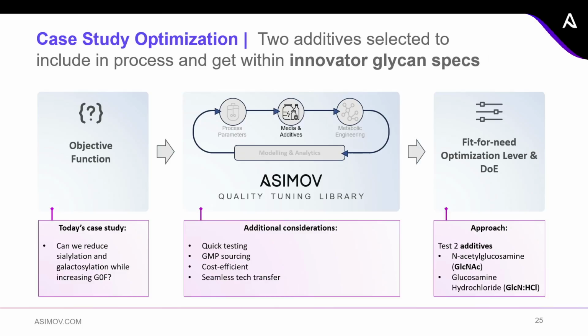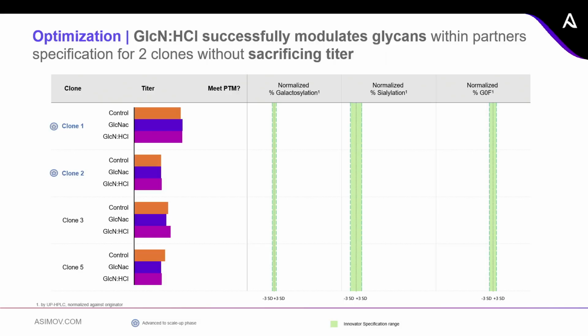So finally, our approach was to test two different additives that we identified through this quality tuning additive library. We found that N-acetylglucosamine, or GlcNAc, and glucosamine hydrochloride, or glucosamine HCl, were two additives that we could explore to modulate the glycan profile. What we're able to show on the left is the relative titer between, in orange, the control, in purple, the GlcNAc, and in pink, the glucosamine HCl. You can see that for the 4 clones that we tested, we had no difference in titer across these clones. So this demonstrated that what we were adding wasn't affecting the titer or any sort of expression machinery differently.